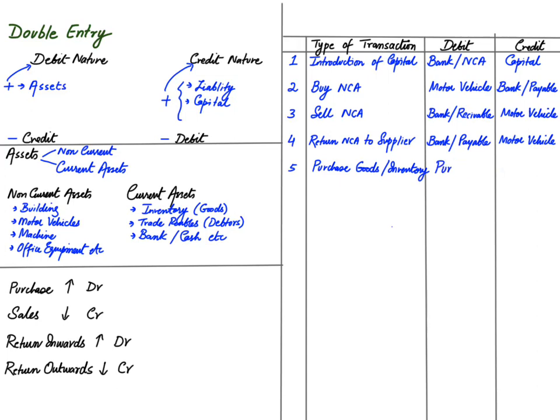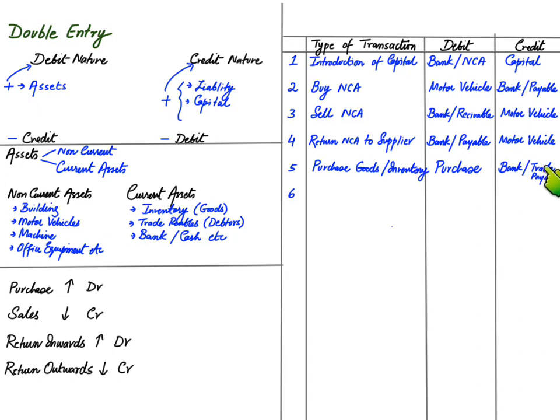Then there can be two things. First, we have paid for the inventory we have just bought, so we'll be crediting the bank account. Why? Because bank is an asset, and whenever an asset goes down, we'll be crediting the bank account. There can be another scenario, that we haven't yet paid for the goods we have bought, and we'll be crediting trade payable. Trade payable is a liability. Trade payable is the amount of money that we have to pay to our suppliers, the amount that we owe him.